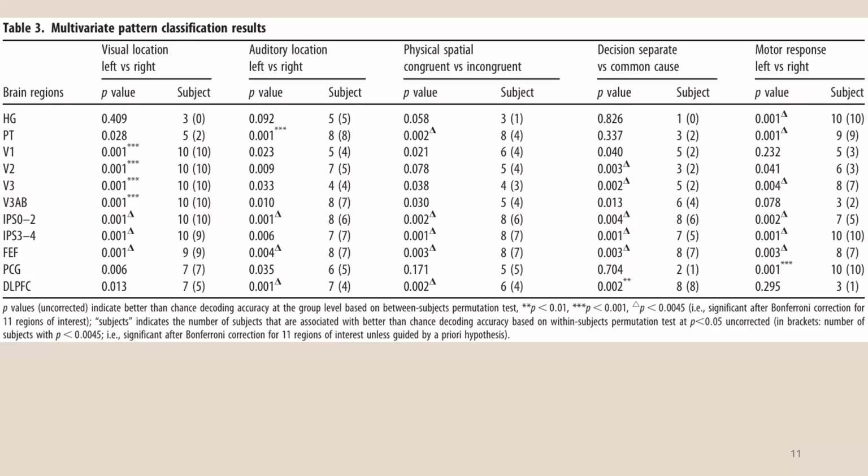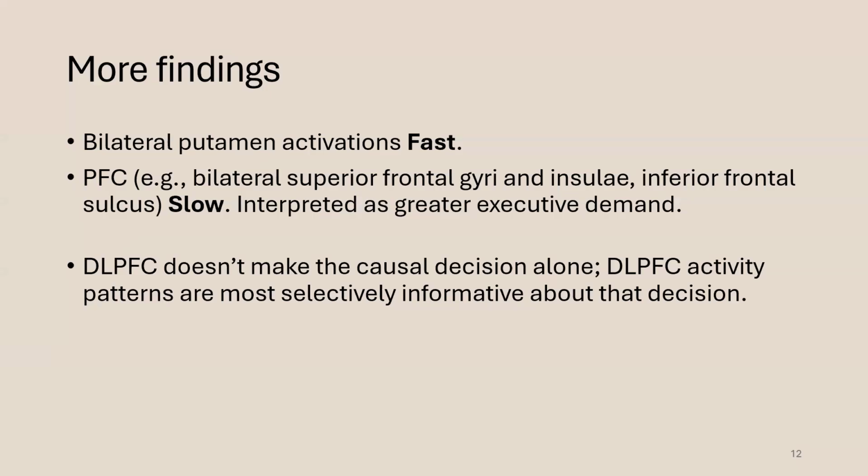But for the paper, we should focus on the decision separate versus common. And if we look at the first one and the third one from the bottom, we see that for 8 subjects, these activations were significant in the dorsolateral and in frontal eye field. It was significant even after Bonferroni correction for 7 of them. Yeah, we talked about this table, basically.